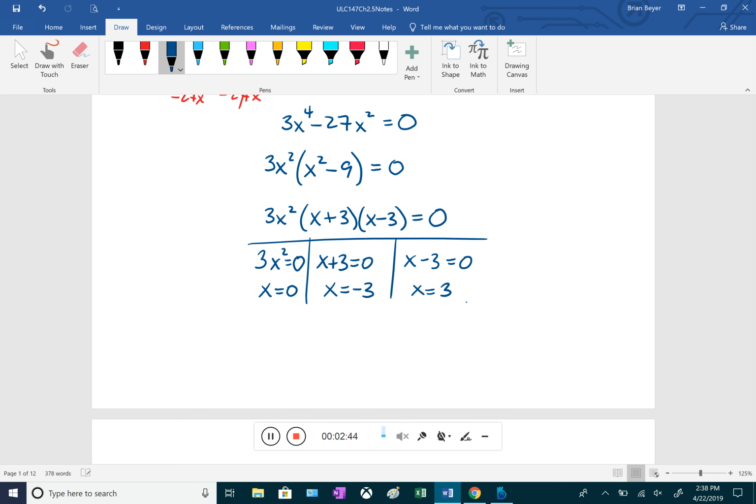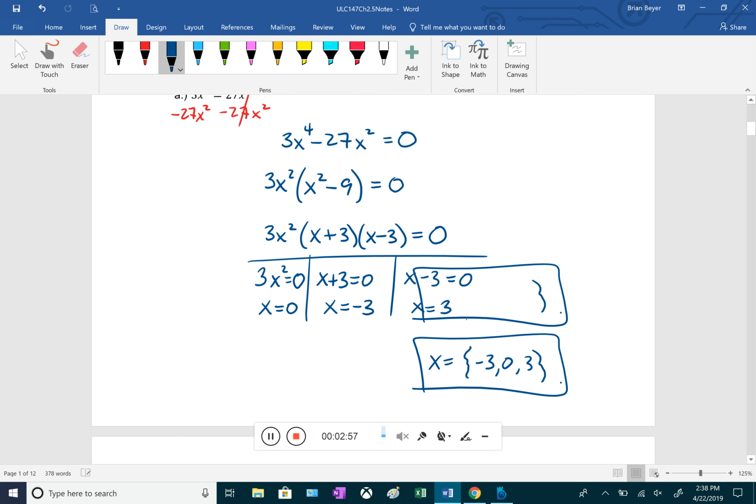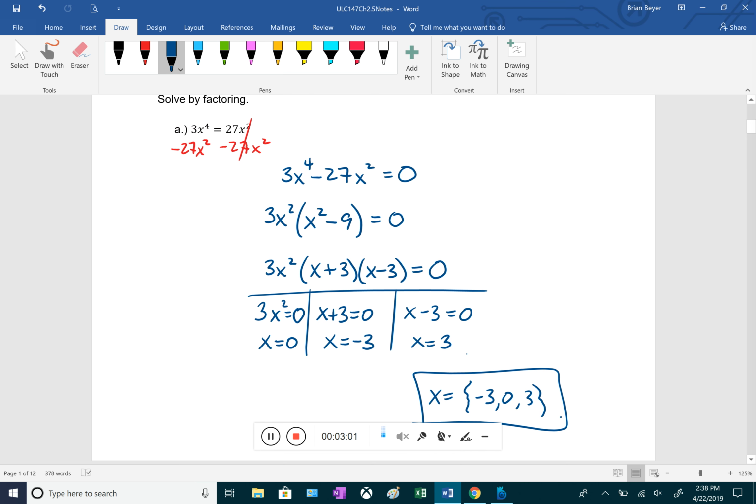So our solution set here would be x equals negative 3, 0, and positive 3. So we get 3 different answers here. Keep in mind that when we have a polynomial, we can get as many solutions as the highest degree of the polynomial, which is 4. So we could have gotten 4 answers here, we just happened to get 3. And there's a reason for that, which we won't get into right at this moment.